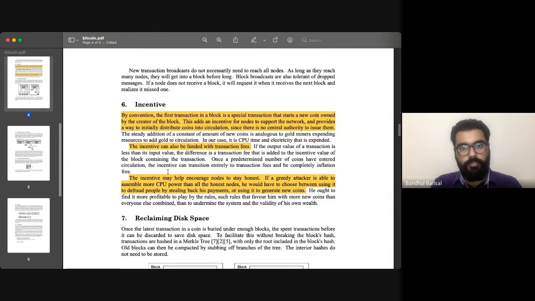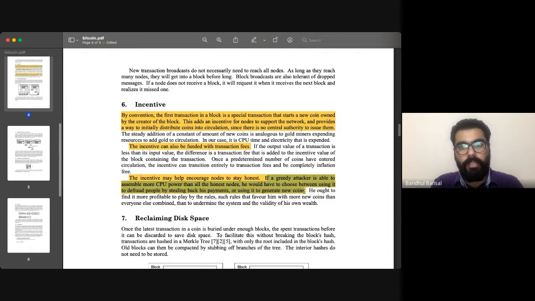And there is one more thing that has been added here in the incentive section. The incentives may help encourage nodes to stay honest. If a greedy attacker is able to assemble more CPU power than all the honest nodes, he'll have to choose between using it to defraud people by stealing back his payments, or using it to generate new coins.